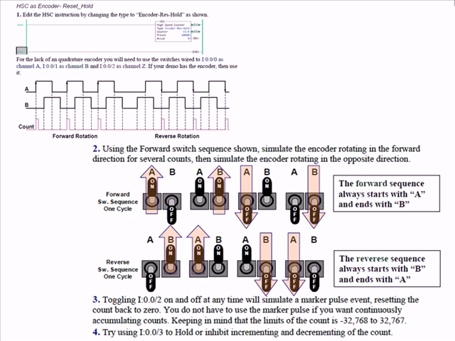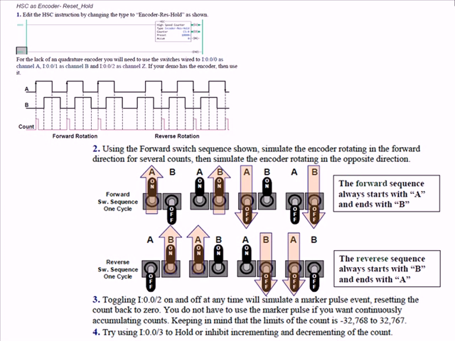That's the forward sequence. Compared below to the reverse switch sequence, B goes on first instead of A. If you look right above the reverse sequence, you'll see the difference. So the forward sequence, A goes on, and then B goes on. With reverse, B goes on, then A.